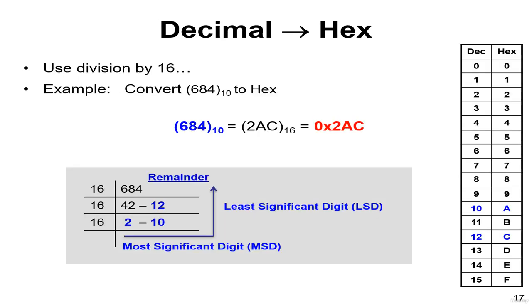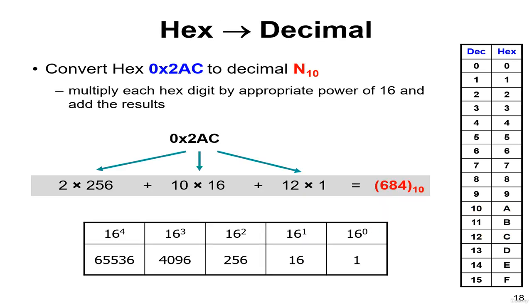If you are asked to convert from decimal to hexadecimal, the process remains the same, only the base changes. So you are going to divide by 16. This is how the integer part would be converted. If there was a fractional part, you would again be multiplying it by 16.